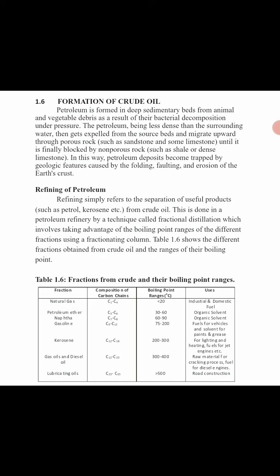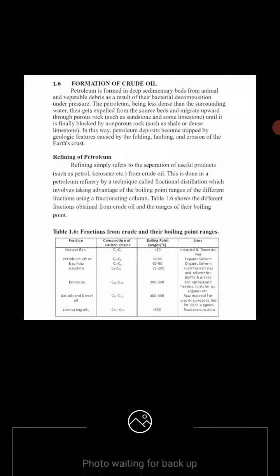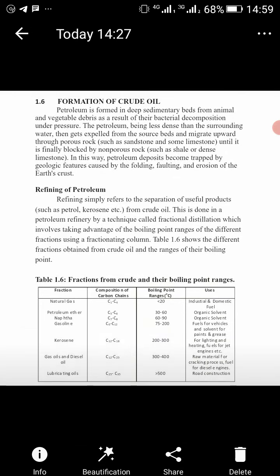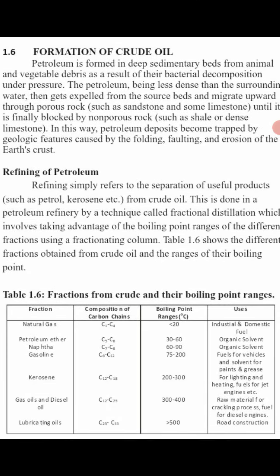What I want us to focus more on now is the table below. Look at it: fractions from crude and their boiling point ranges. Why do I want us to look at this? Because I think I've seen some JAMB questions coming from this table. Natural gas, from C1 to C4. The boiling point is less than 20.